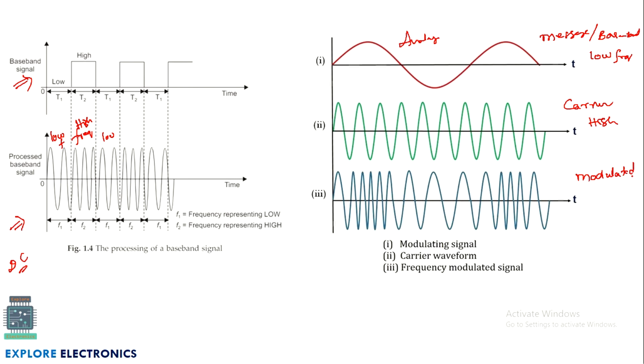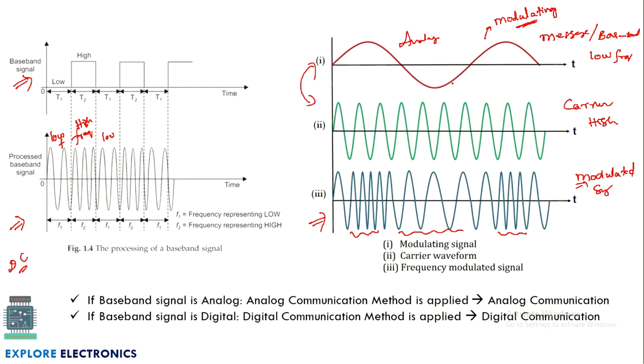Modulated means after modulation. So this will be called a modulating signal. Modulating means I am modulating this signal with a carrier. So I am going to get a modulated signal after superimposing these two. So this is what modulation is. Here you can observe in the modulated signal there will be a change in the frequency: here the frequency is high, frequency is low, again frequency is high, depending on the message signal or the baseband signal we have. So let us understand it in more detail.